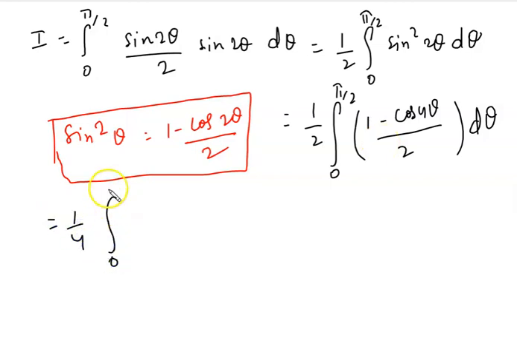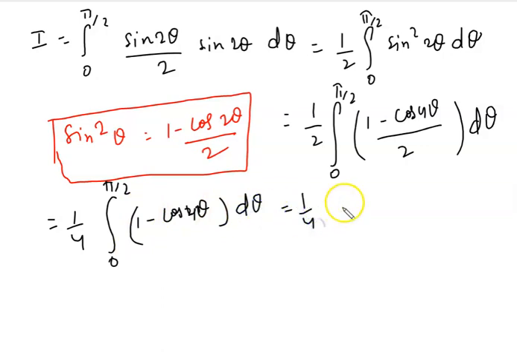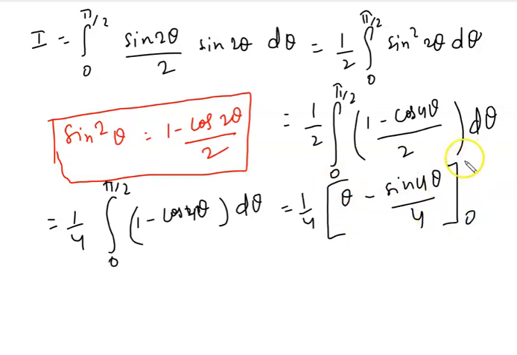and the limit is 0 to pi by 2. Okay guys, so we have 1 minus cos 4 theta d theta. Now I am going to integrate this term, so we can write 1 by 4, it will become theta minus sin 4 theta by 4. And we can put the limit 0 to pi by 2.